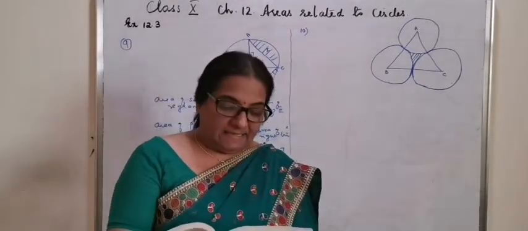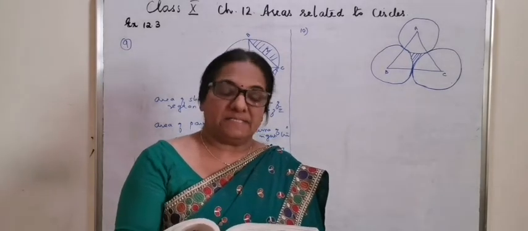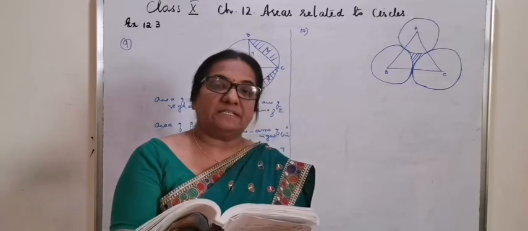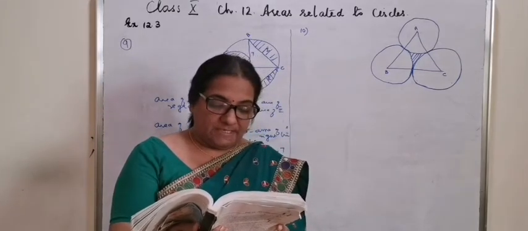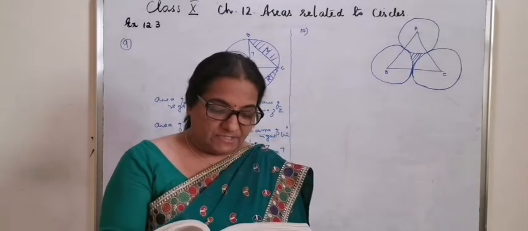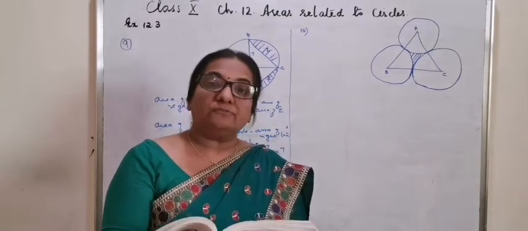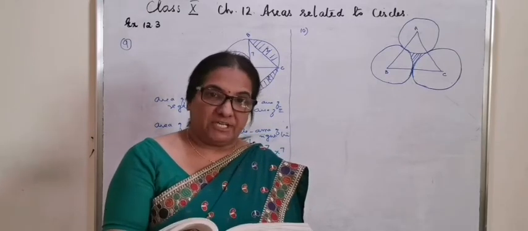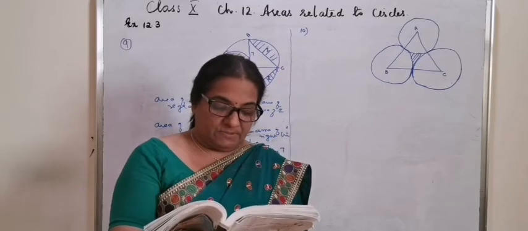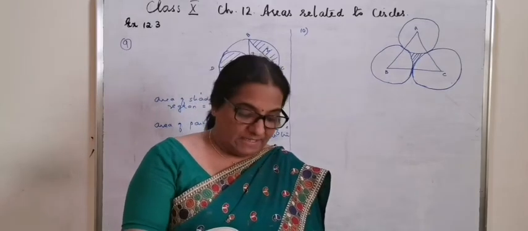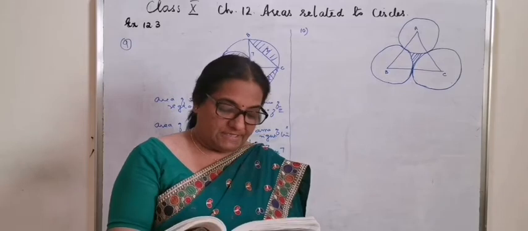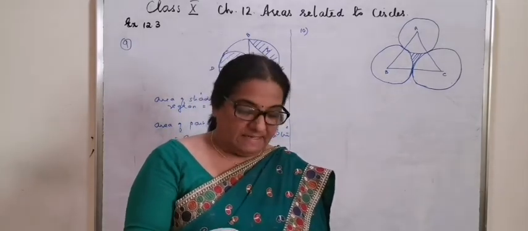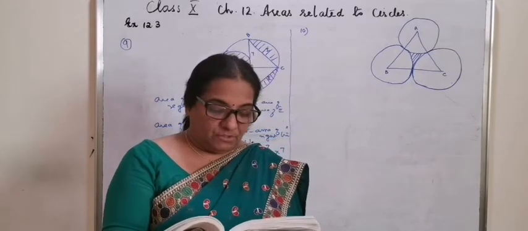Question number 10. The area of an equilateral triangle ABC is 17,320.5 centimeter square. With each vertex of the triangle as center, a circle is drawn with radius equal to half the length of the side of the triangle. Find the area of the shaded region. Use pi is equal to 3.14 and the value of root 3, if you note, it is given as 1.73205.